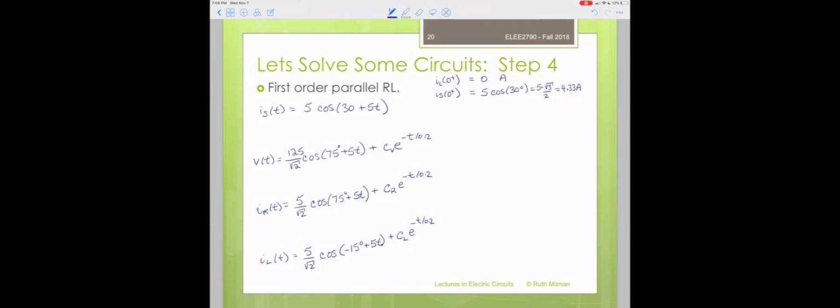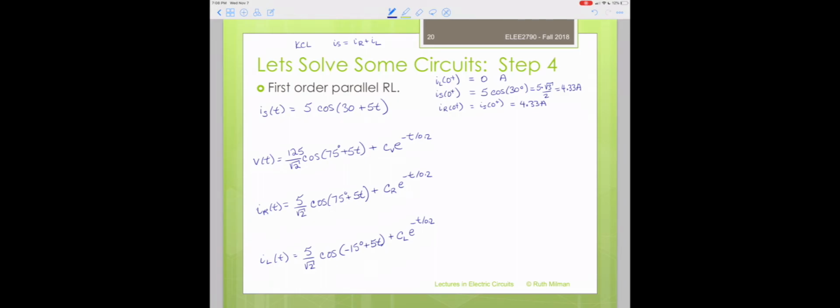Now we need to look at the current in the resistor. In order to understand the current in the resistor, we have a very simple KCL, where the current in the source is equal to the current in our resistor plus the current in our inductor. But of course the inductor current starts off at 0, which means that the resistor current is simply equal to the current in the source at time 0, so this is also equal to 4.33 amps.